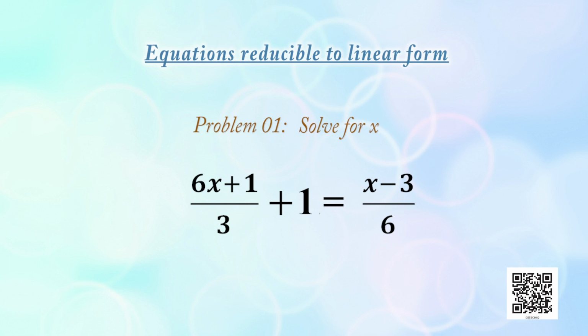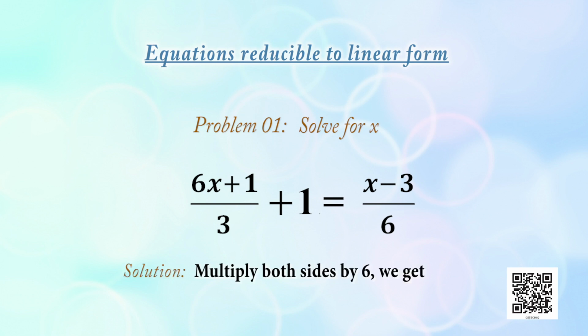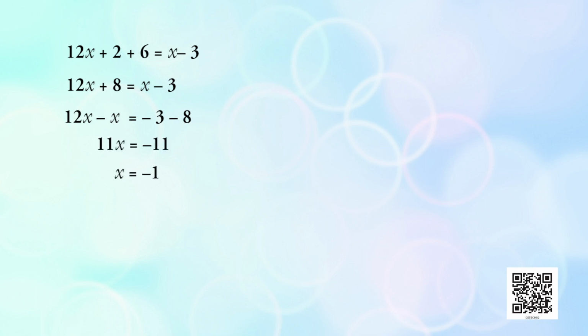To solve this equation, we have to remove those 3 and 6. For that, the simplest way is multiplying both sides of the equation by 6. We get 12x plus 2 plus 6 is equal to x minus 3. That is 12x plus 8 is equal to x minus 3. Take the x term to one side and constant to the other side, we get 12x minus x is equal to minus 3 minus 8. That is 11x is equal to minus 11. Therefore, x is equal to minus 1.